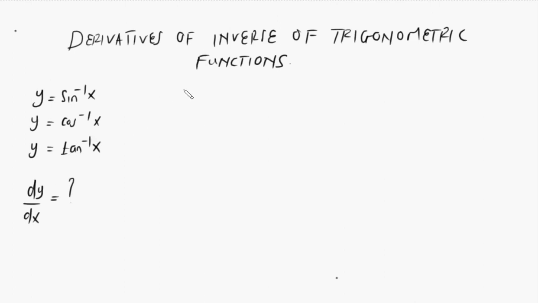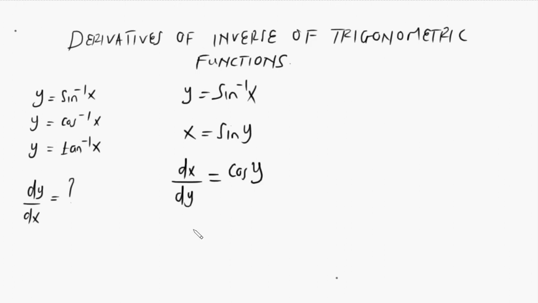So let's start with this one, y equals sine inverse of x. Let's find dy/dx. I know that this is the same as x equals sine of y, because y is just the inverse sine of x. So here I can find dx/dy. This will be equal to cos of y. But I'm looking for dy/dx, not dx/dy. So I can just reciprocate both sides. This becomes dy/dx equals 1 over cos y.